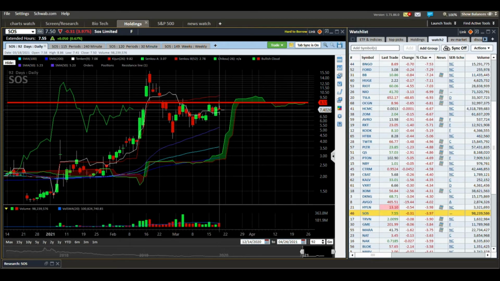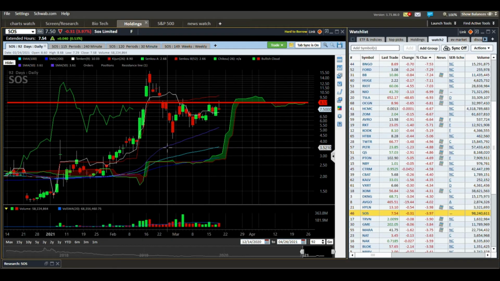We're technically not below the cloud, but a long, skinny, straight up cloud like this does not offer good support. In this area here, because it's a flat area of the cloud, this is resistance. See, look how we're reacting to it, okay? And now we're going to go down.